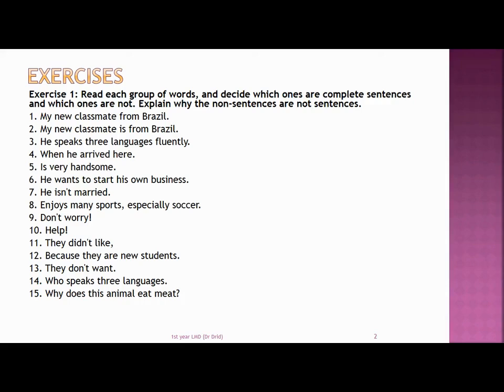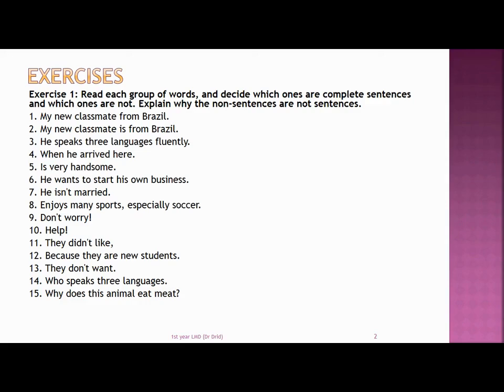4. When he arrived here. There is a subject, he, arrived here, a predicate. When he arrived here. Is the meaning complete? No. We feel that there is something missing. So this is not a sentence.